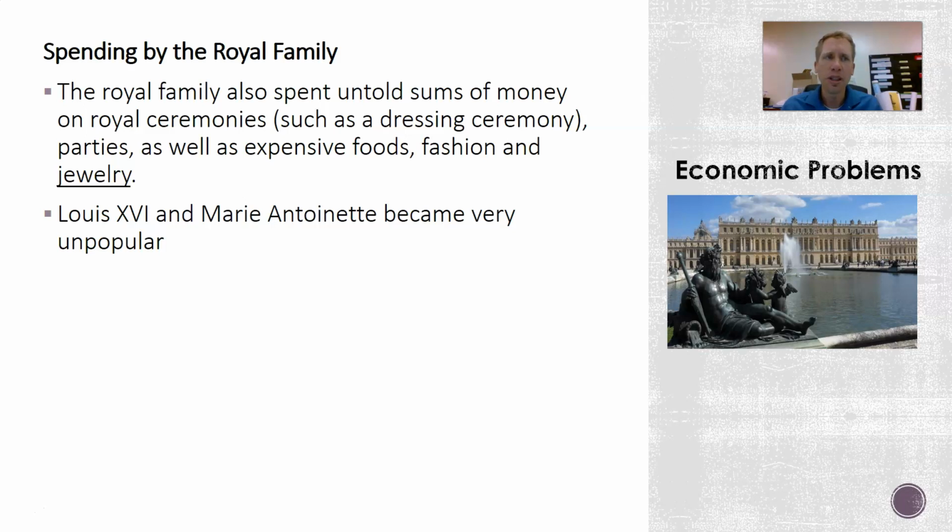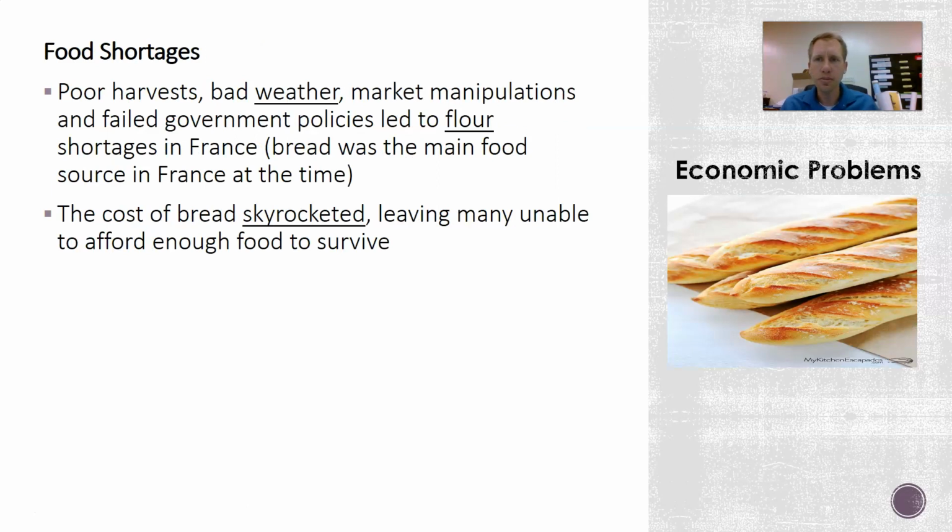So speaking of the royal family, you have the Palace of Versailles. In addition to this, you have all these famous parties, dressing ceremonies, and just wasted money on things that nobody really paid attention to outside the royal family. Expensive foods, fashion, jewelry. And a lot of this was to keep up appearances and show their power to their people and to the rest of the world. And because of this, Louis XVI and Marie Antoinette become very unpopular as things get worse.